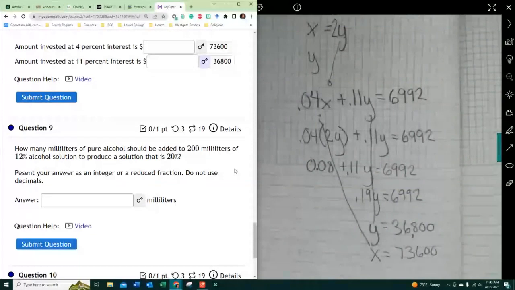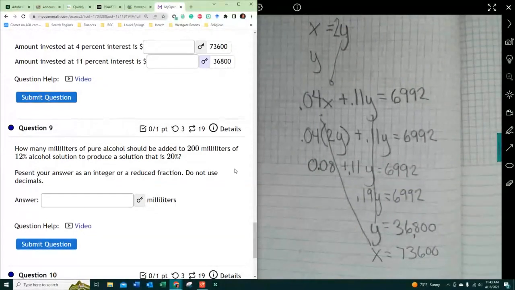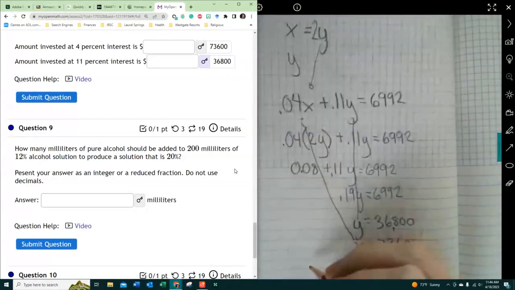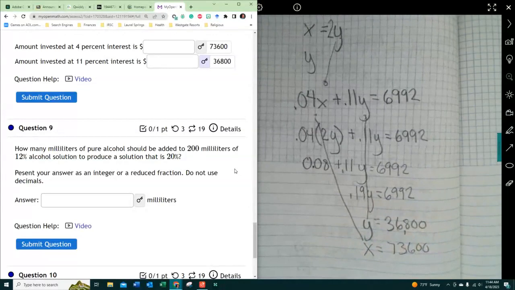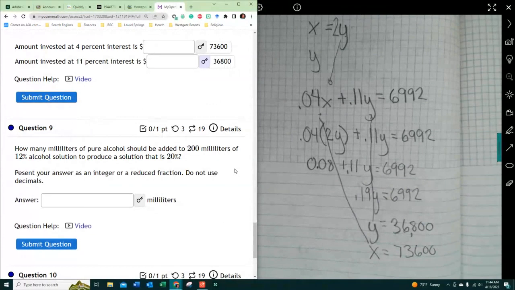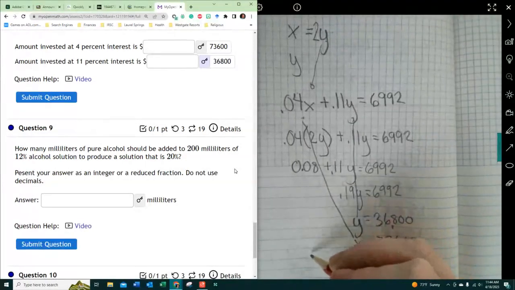Now, we have: how many milliliters of pure alcohol should be added to 200 milliliters of 12% alcohol solution to produce a solution that is 20%? Now, again, this rocks students a lot. They just, wow. So we're talking about pure alcohol at 200 milliliters. We know we don't have the value of the number of milliliters collectively. So we just know that we have 200 milliliters.